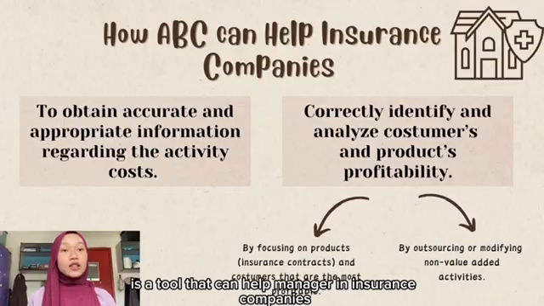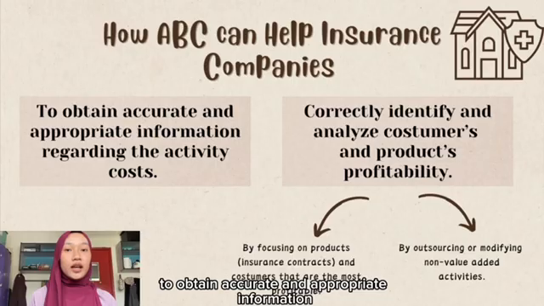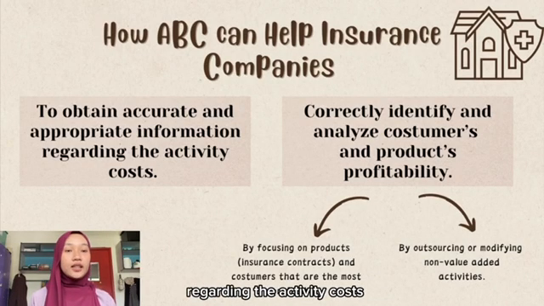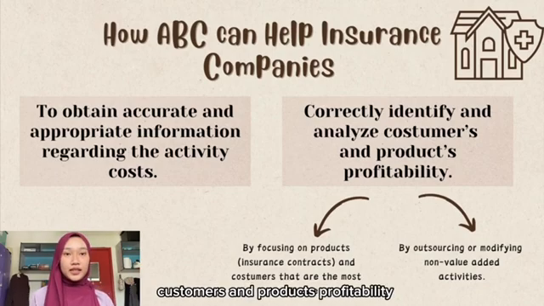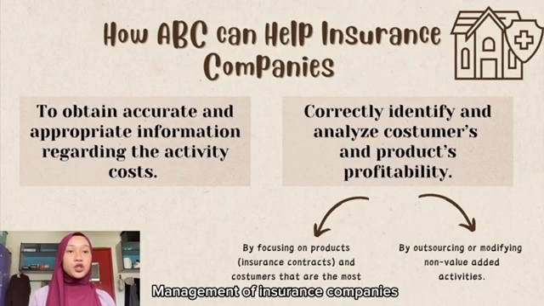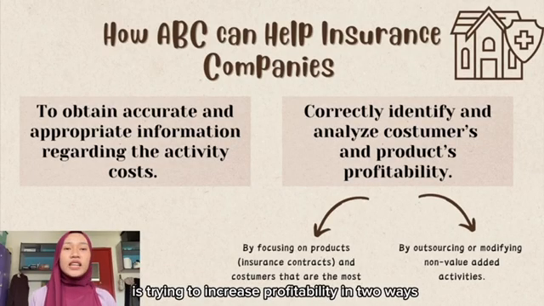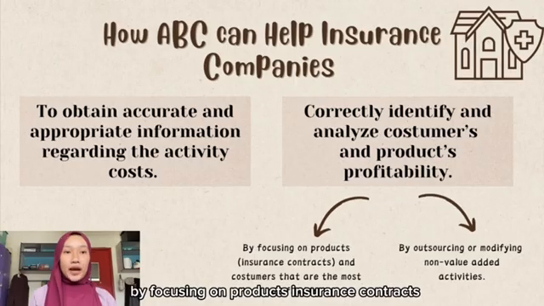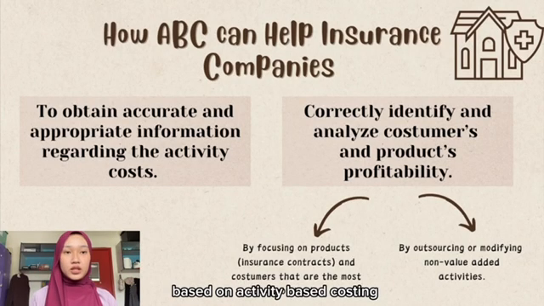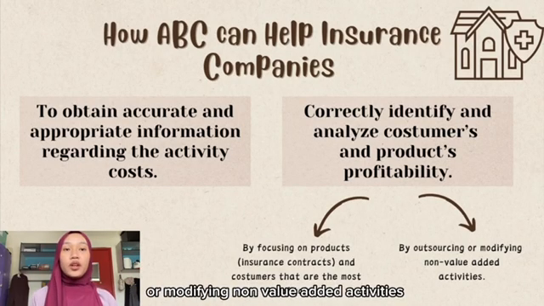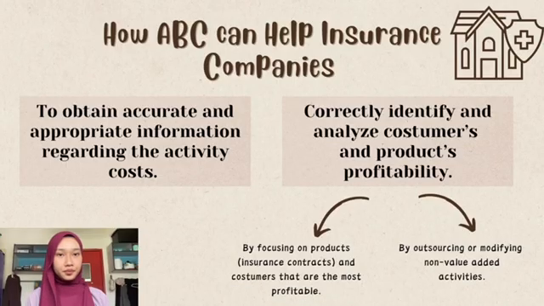Activity-based costing is a tool that can help managers in insurance companies to obtain accurate and appropriate information regarding the activity costs. Also, to correctly identify and analyze customers and products' profitability. Management of insurance companies is trying to increase profitability in two ways: by focusing on products, insurance contracts, and customers that are the most profitable based on activity-based costing, and by outsourcing or modifying non-value-added activities.